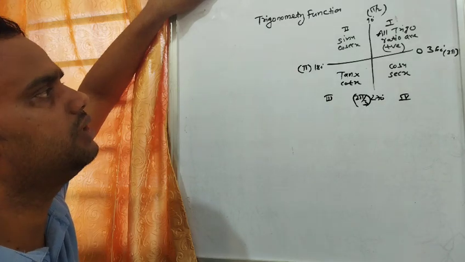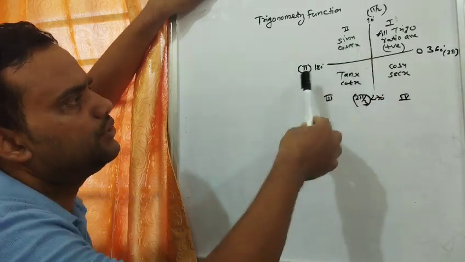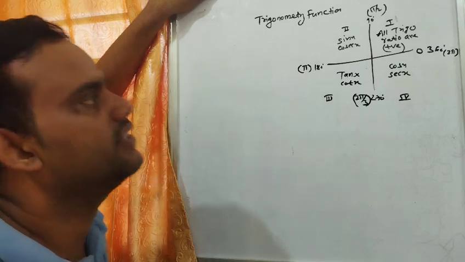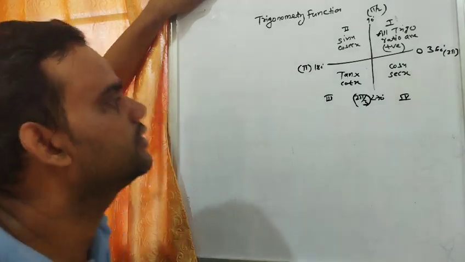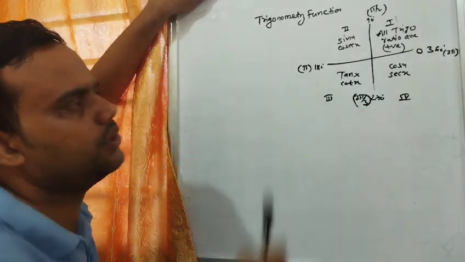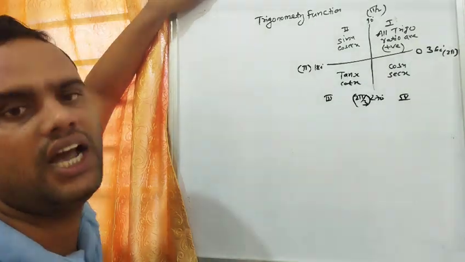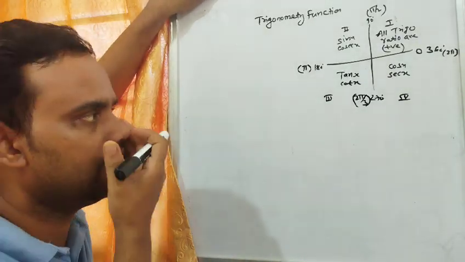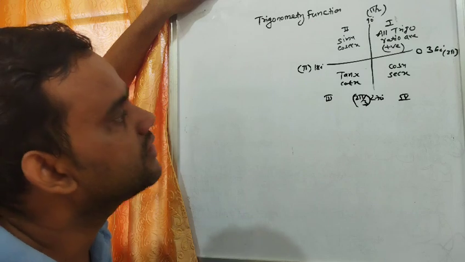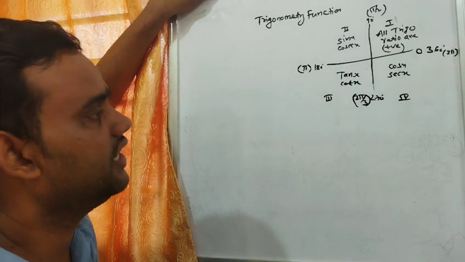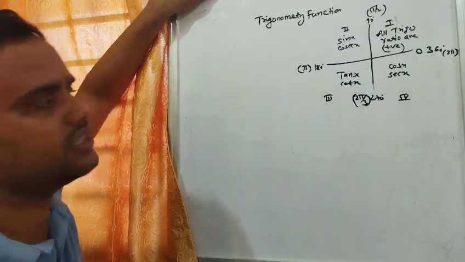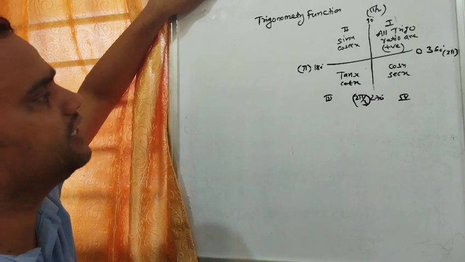So in all the quadrants, we have 0 to pi by 2, the first quadrant, where all trigonometric ratios are positive. Then 90 to 180 degrees, the second quadrant, where sin and cosec are positive. And 180 to 270 degrees, tan and cot x are positive. Others are negative.